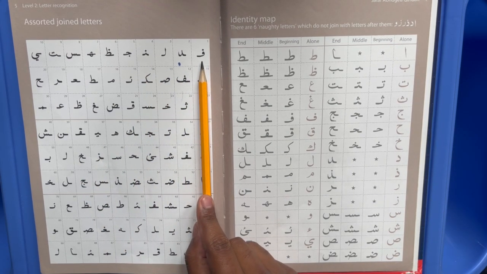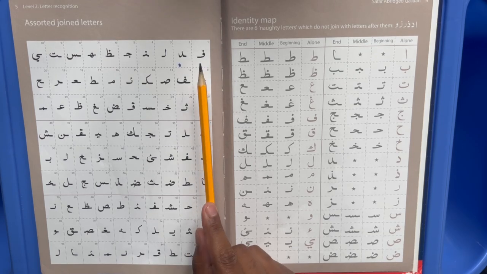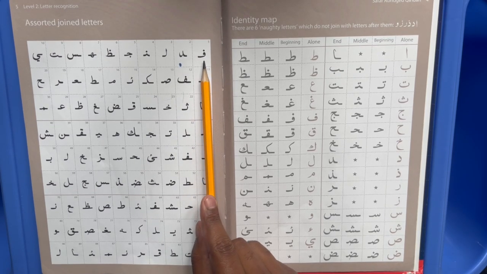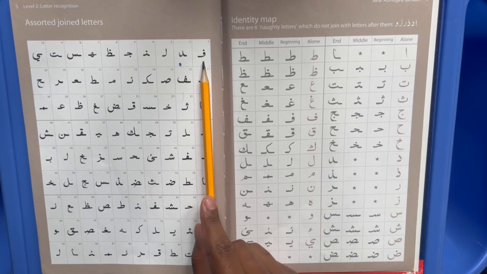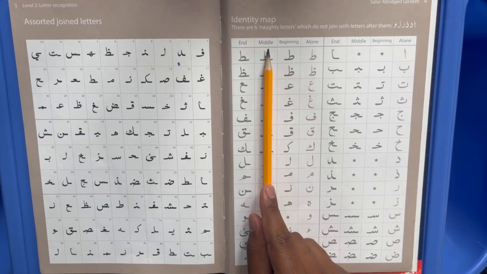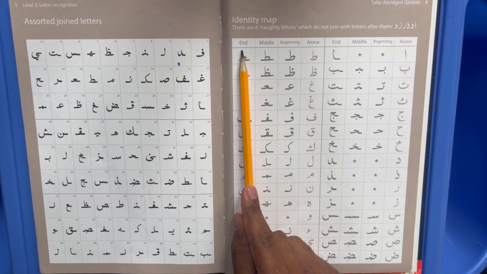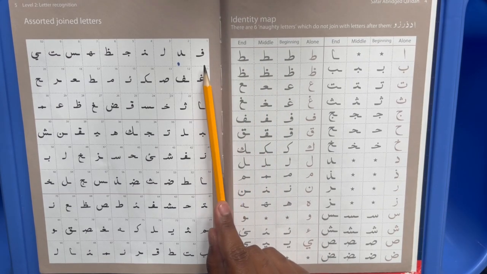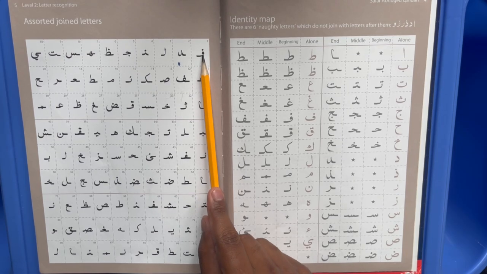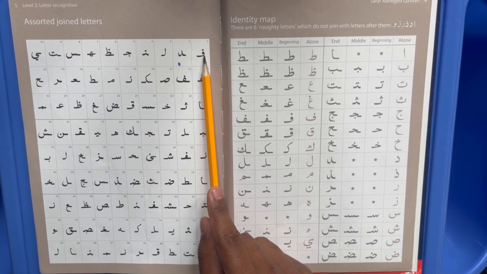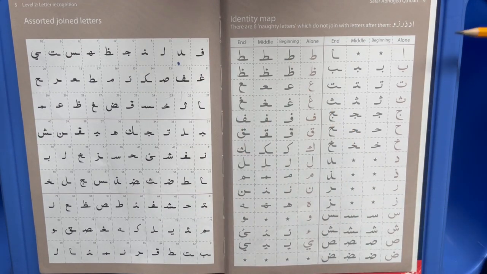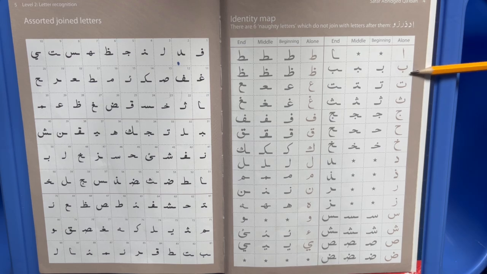So what we want to do is find out which letter this is and where it comes. Does it come in the beginning? Does it come in the middle? Does it come in the end? One of the characteristics we can look at is that, first of all, it has a dot at the top. So we'll go here and we'll find a letter with a dot at the top.